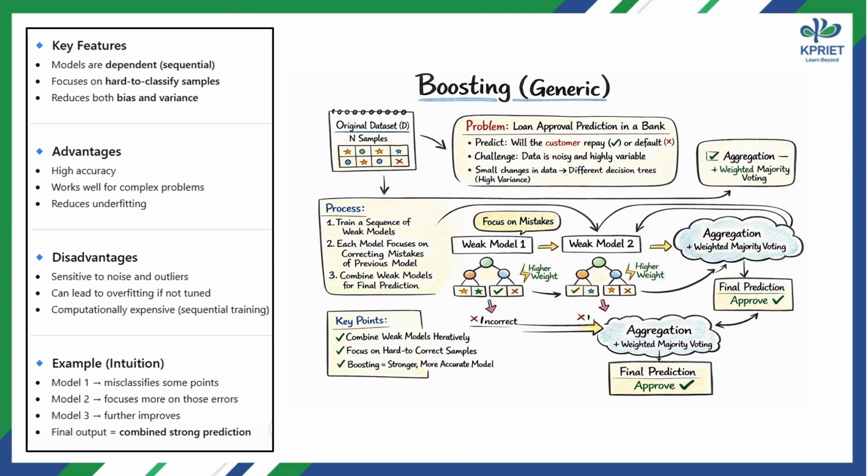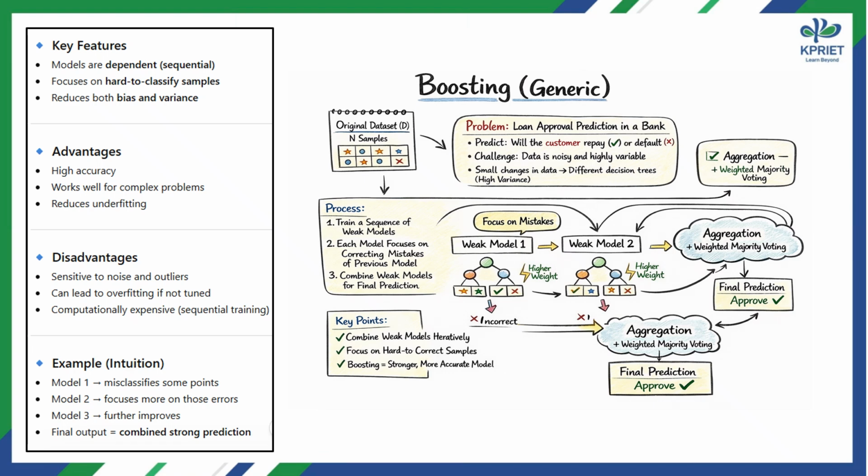Advantages: it is highly accurate, works well with complex problems, and reduces underfitting. Disadvantages: it is sensitive to noise and outliers, can lead to overfitting if not tuned, and is computationally expensive. Model 1 classifies some points and passes them to model 2, and model 2 focuses more on these errors, and model 3 further improves, and the final output is the combined strong prediction.